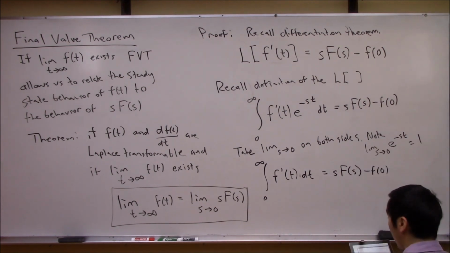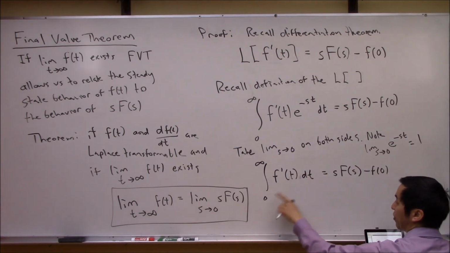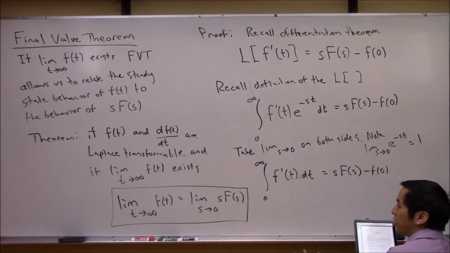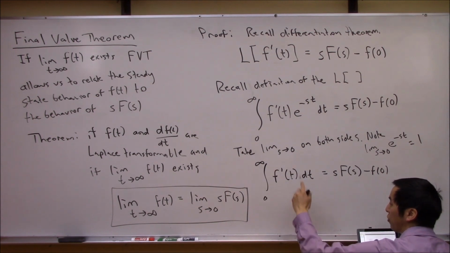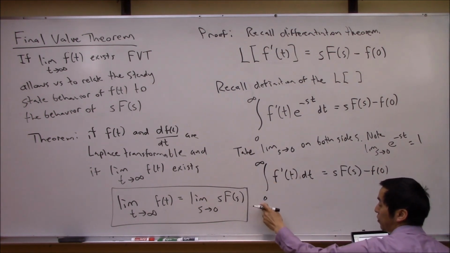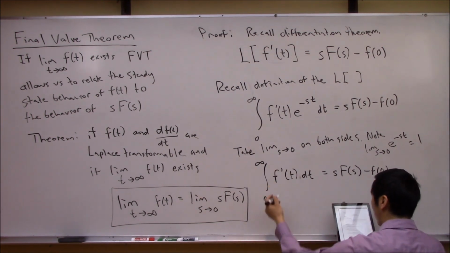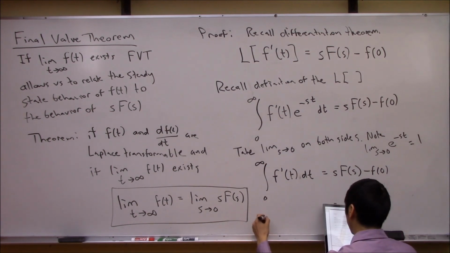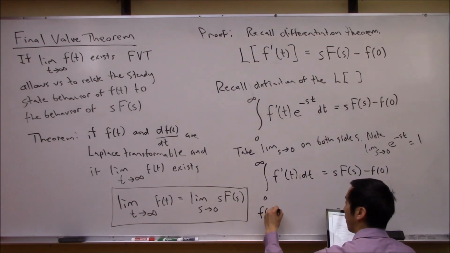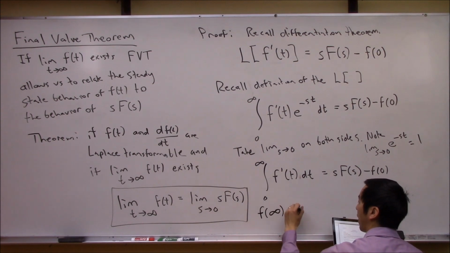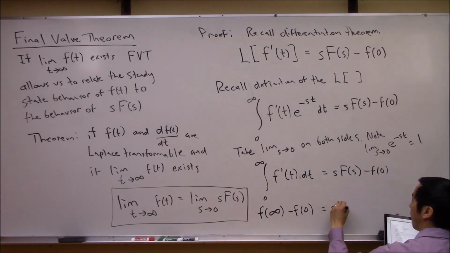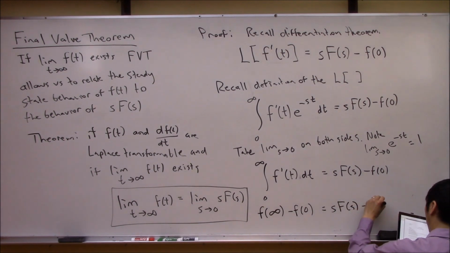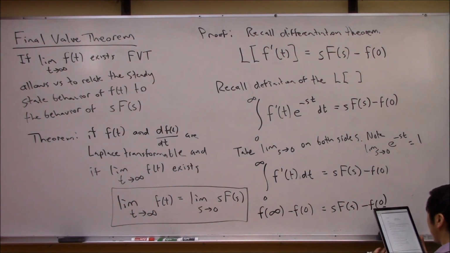Now if you look at the left-hand side, this is basically the fundamental theorem of calculus. I'm taking the integral of the derivative of a function, so it's really just the function evaluated at the two endpoints of this integral. So the left-hand side is simply f at infinity minus f at 0, which is equal to s F(s) minus f(0).